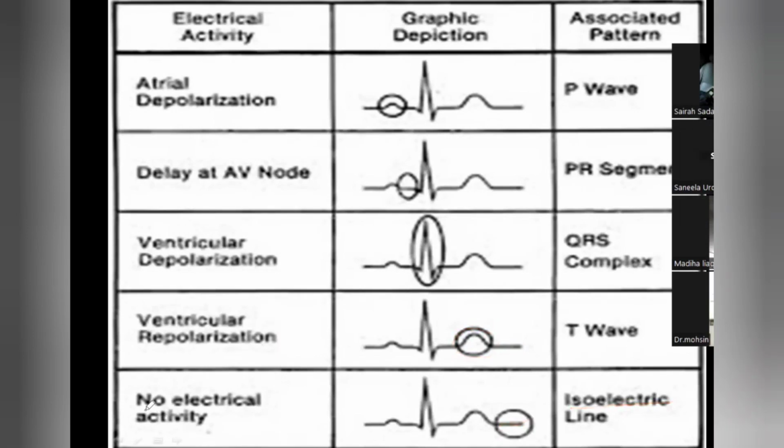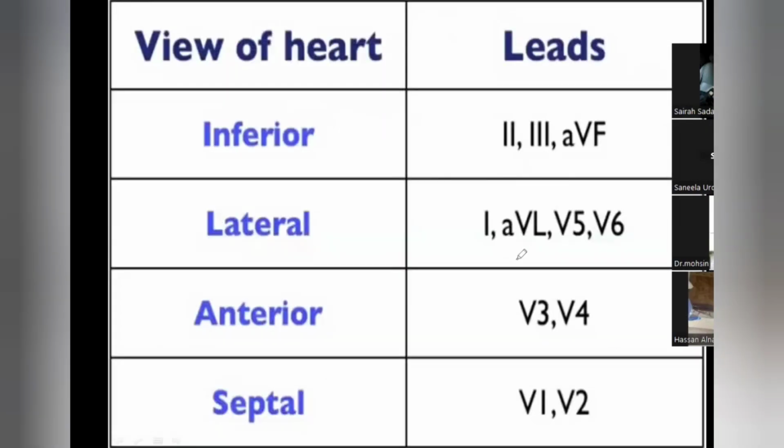It shows you that for a few milliseconds there is no electrical activity, and then the cardiac cycle starts again. See here, leads 2, 3 and AVF give you information about the inferior wall of the heart. Now leads V5, V6, as I have mentioned, are placed on the left side of the heart. AVL, as the name indicates, is present on the left side, and lead 1 is also a lateral lead. Then V3, V4 are the anterior leads, and V1, V2 are the septal leads.